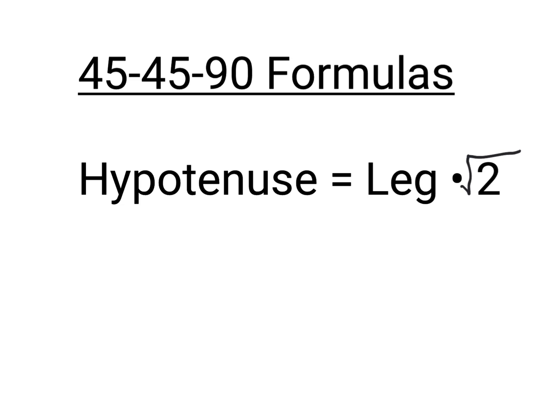So getting into actual 45, 45, 90 triangles, the formula we're going to use for that is hypotenuse is equal to leg times square root of 2. Okay? So when you have a 45, 45, 90 triangle, what that means is I have a 90 degree, 45 degree, 45 degree. So I have literally a 45, 45, 90. Those three numbers are the three interior angles of a triangle.